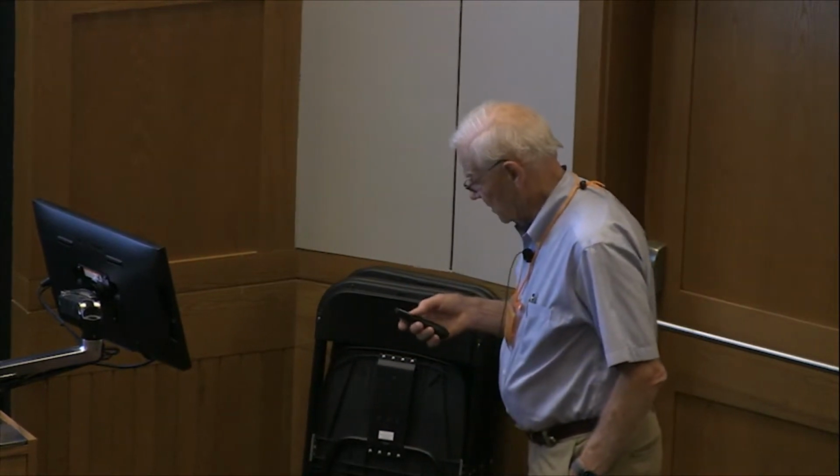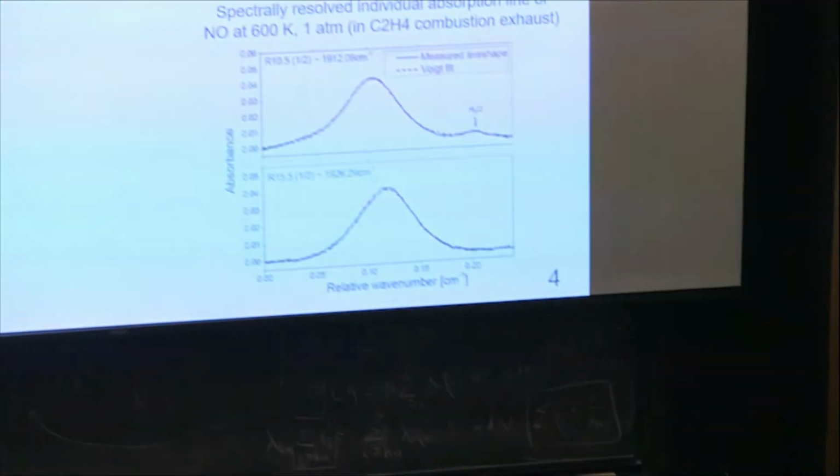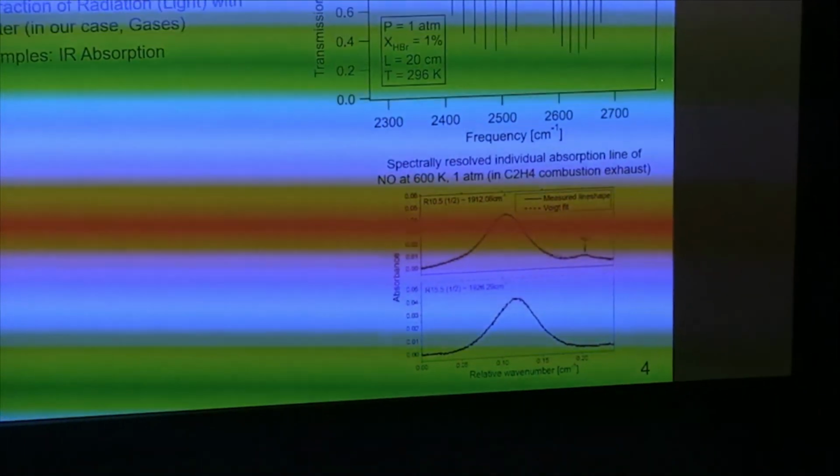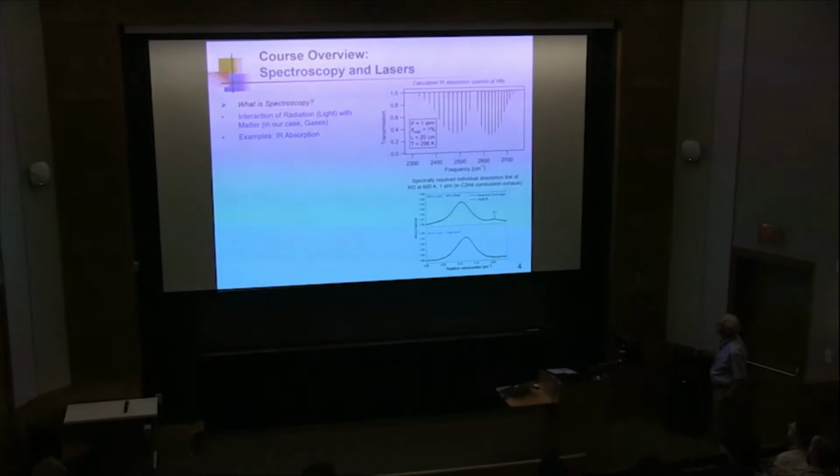So what do we mean by spectroscopy? Spectroscopy is really the interaction of radiation with matter, in our case gases. Here's a couple of examples to get you started. The upper right-hand plot is a plot of the fractional transmission of monochromatic light as it's tuned in wavelength or frequency across this region. This is hydrogen bromide, 1%, 1 atmosphere in a 20 centimeter cell.